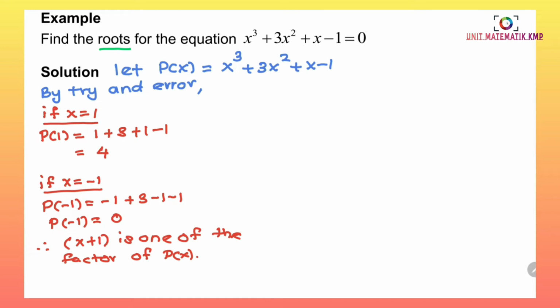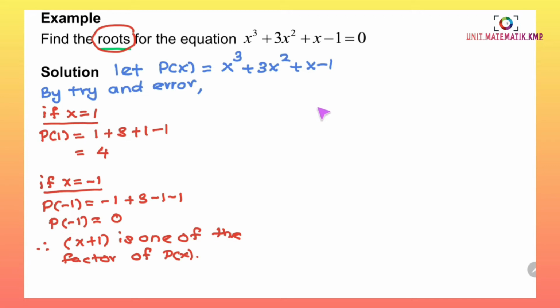Next, all we need to do is proceed with long division, or actually we can also use the comparing method. But in this case I will show you by using long division. Before we can find the roots, we need to factorize the given polynomial completely. After we factorize, then we can find the roots. Let's proceed with the long division. Divide p(x) with x plus 1.